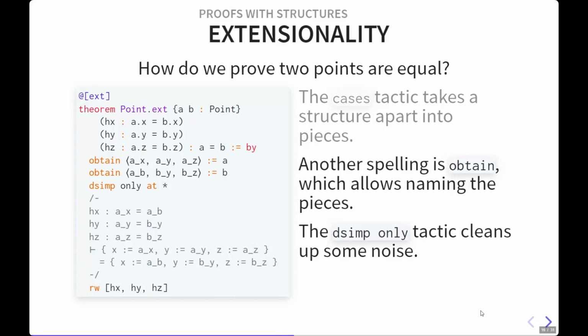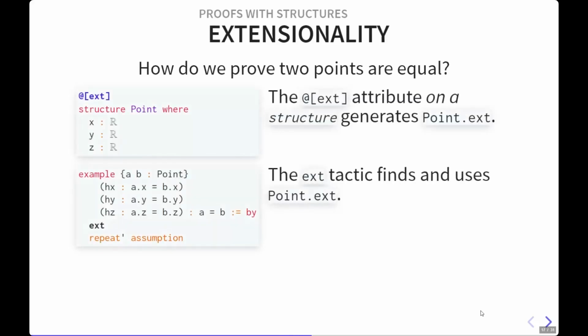This is such a common thing to need to want that you would rarely write that yourself. In fact, there's this X attribute you can stick on a structure, and it generates this lemma for you. And so if we try and prove the same thing again, we can now just use the X tactic, and it will automatically create 3 sub-goals, one for each of the X, Y, and Z. And then we can close all of them with this assumption tactic that just picks one of HX, HY, and HZ to close the goal.